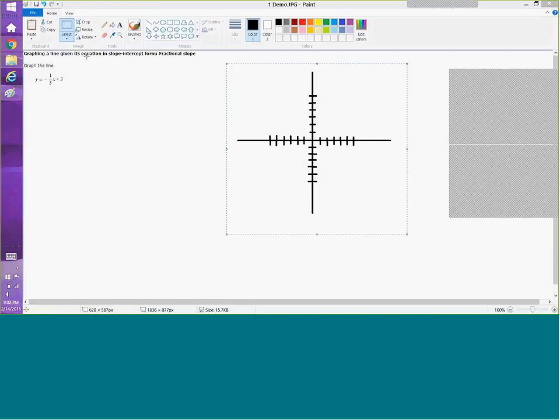So this one here says we're going to start with graphing a line given its equation in slope-intercept form and fractional slope. Technically, all slopes are fractions, but when you have something over 1, you can just cancel out the 1.